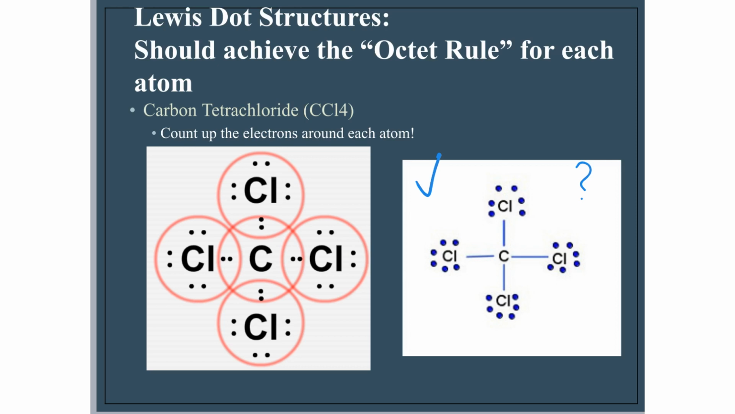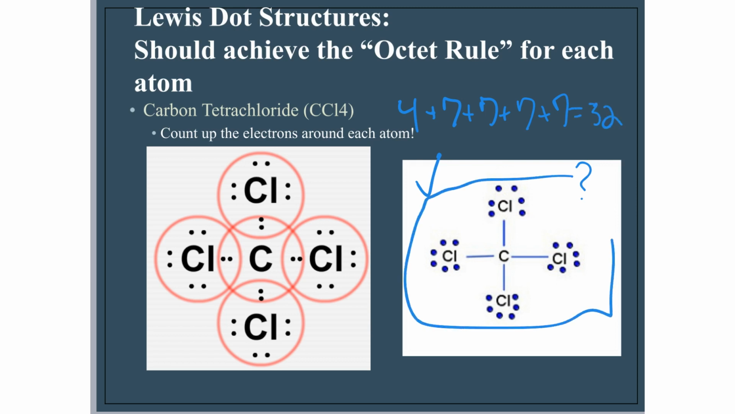Well, hopefully you've realized carbon brings 4, and each chlorine brings 7. So if you add that up, you should have 32 electrons around this structure. And if you count that, you do have that, so you did that right.